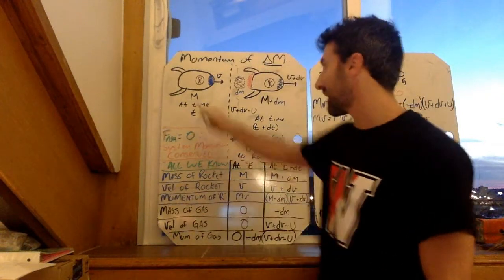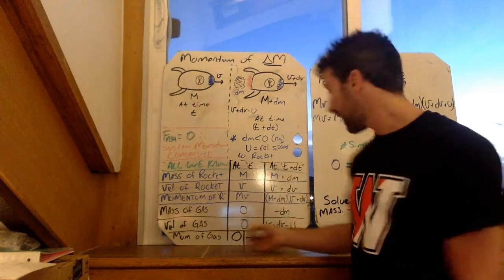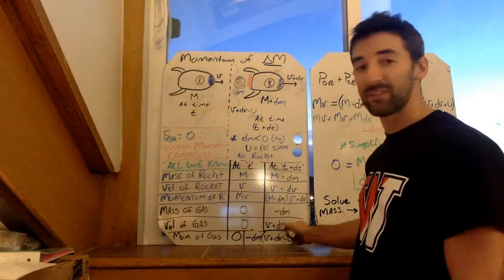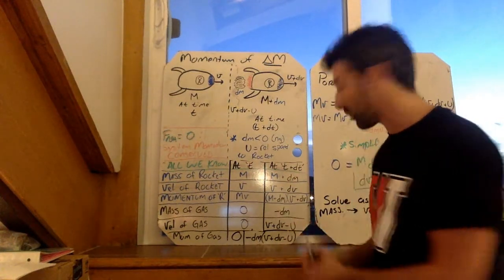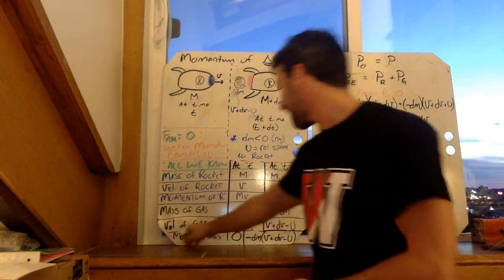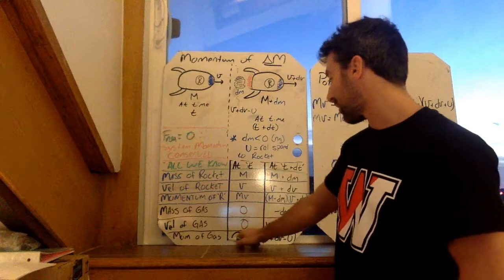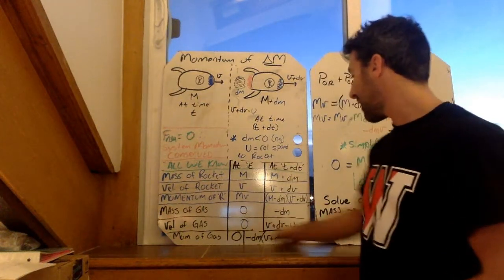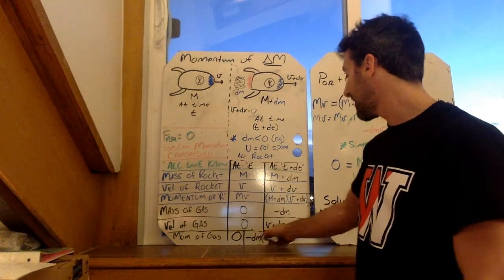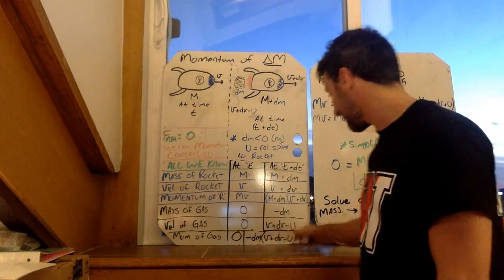The velocity of my gas, again, is 0. Afterwards, it's the velocity of the rocket, v plus dv, minus what I defined as u, that exhaust velocity. And then the momentum of my gas, to start, was 0. And my final was m times v, negative dm times the velocity of the gas.